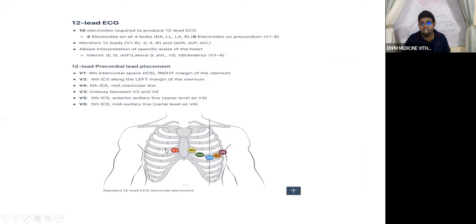The V1 is put in the right fourth intercostal space, just lateral to the sternum. Right fourth intercostal space, just lateral to the sternum. V2 is placed in the fourth intercostal space on the left side of the sternum. Left side of the sternum.